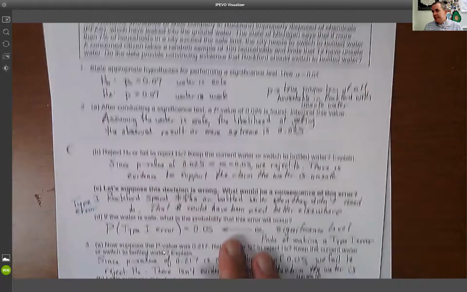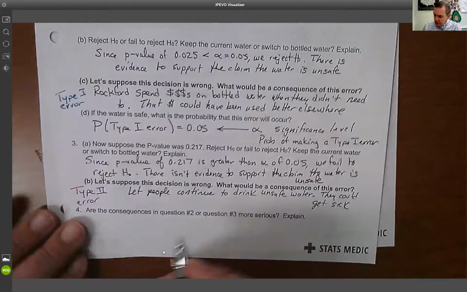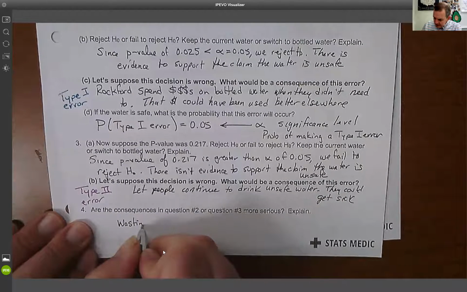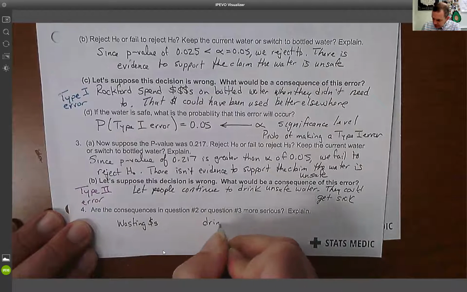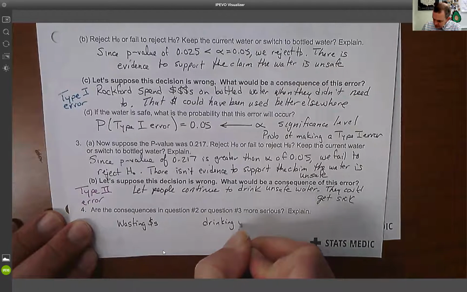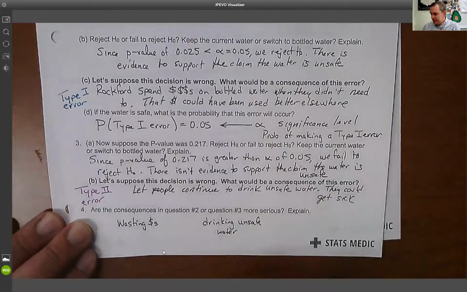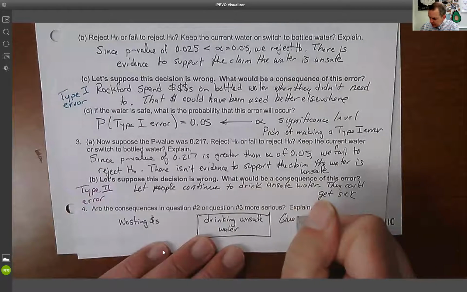And then in this case, the follow-up question is: are the consequences in question 2 or question 3 more serious? In this case, what we're doing is comparing wasting dollars to drinking unsafe water. Well, that's what we're doing, comparing these two. In this case, I would say question 3 is more serious.